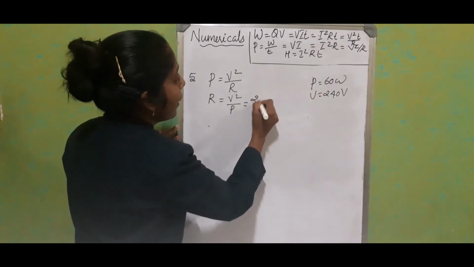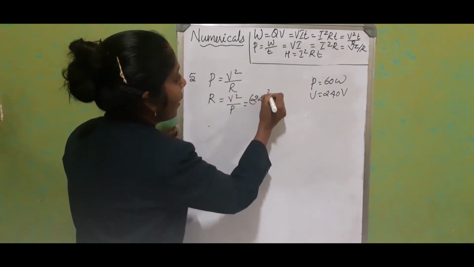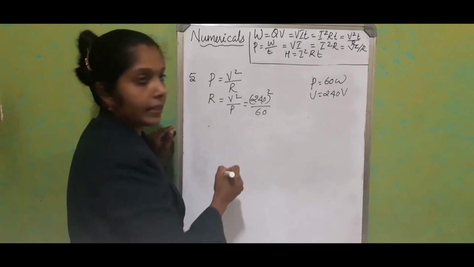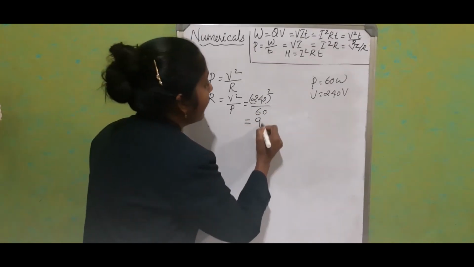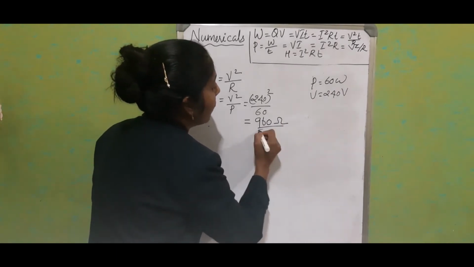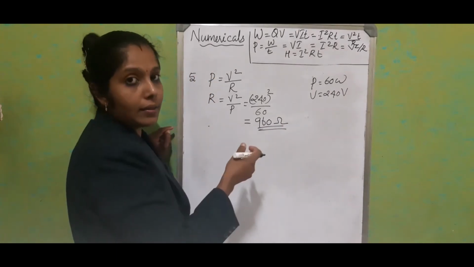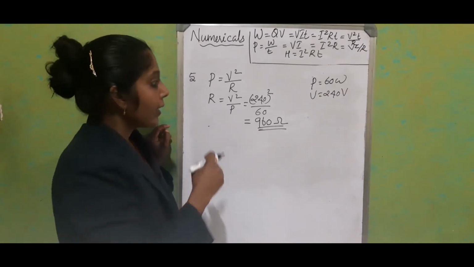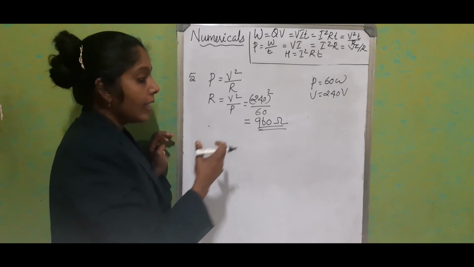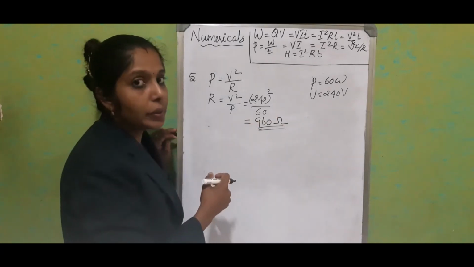R is equal to 240 square divided by 60. When we solve it, we'll get the answer as 960 ohm. So for one single bulb, the resistance is 960 ohm. So we got the resistance. Now we'll find out the current passing through the circuit.